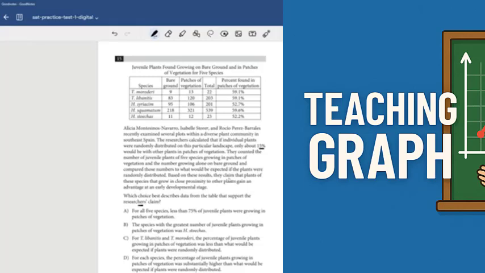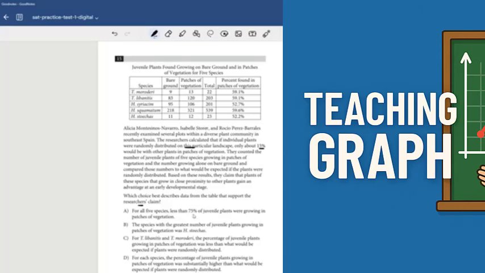Based on the results, they claim that plants of these species that grow in close proximity to other plants gain an advantage at the early development stage. So we're saying that in this particular landscape, if they were randomly distributed, only about 15% would be with other plants, but these plants were closer to 50 to 59% found in patches of vegetation, which means they'd be with other plants. So let's see what we want to do here.